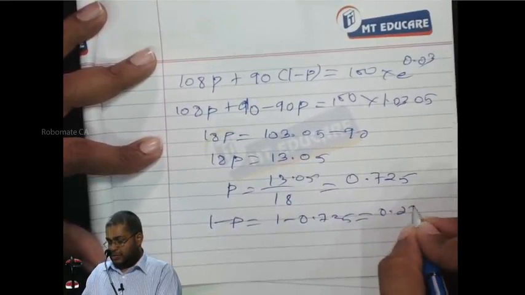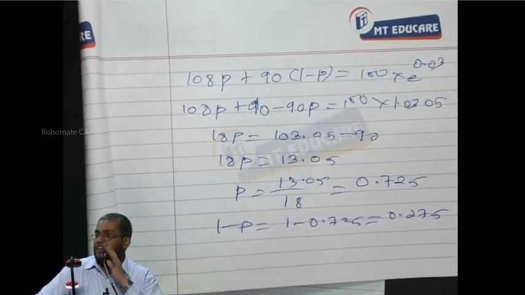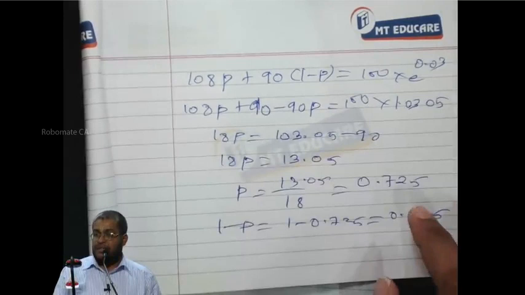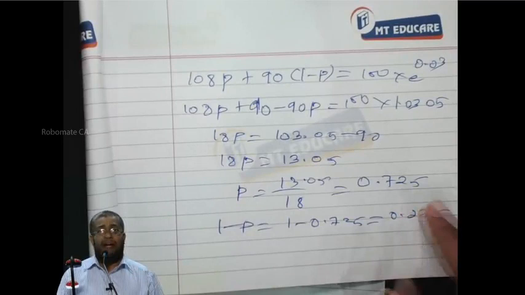0.275. The probability of 108 share price is 72.5%. The probability of 90 share price is 27.5%. Don't deeply dig into what probability means; we'll have a discussion later. Just understand very primitively that for 108 share price, the chance is 72.5%, and for 90 share price the chance is 27.5%. I never call this probability. I'll always use the term risk neutral probability. Why? We'll be discussing later.